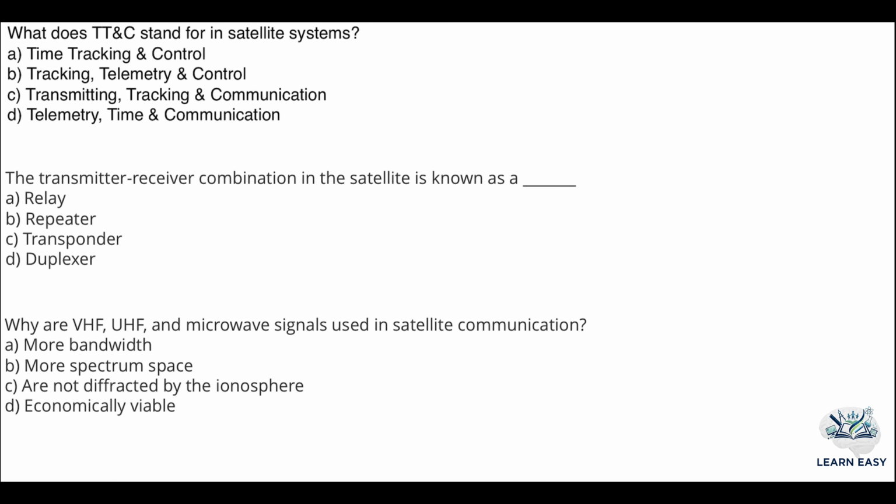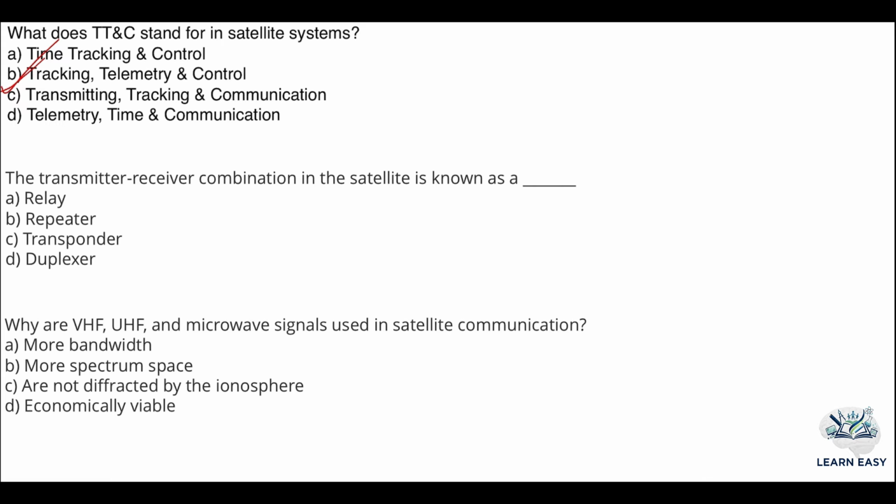What does TT&C stand for in a satellite system? Option A, time tracking and control. Option B, tracking, telemetry and control. Option C, transmitting, tracking and communication. Option D, telemetry, time and communication. We know that TT&C stands for telemetry, tracking and control subsystem in a satellite. So the answer is option B.